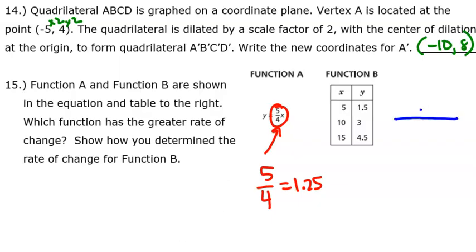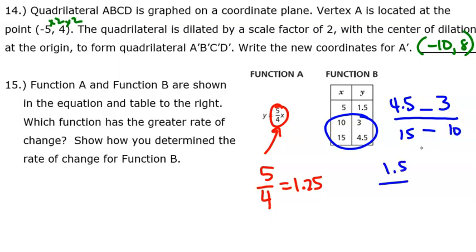But for function B, I need to use the slope formula. And I think I'll use these 2 points. So 4.5 minus 3 over 15 minus 10. That's going to give me 1.5 over 5. I'm going to need to divide that on a calculator. So 1.5 divided by 5 is 0.3.